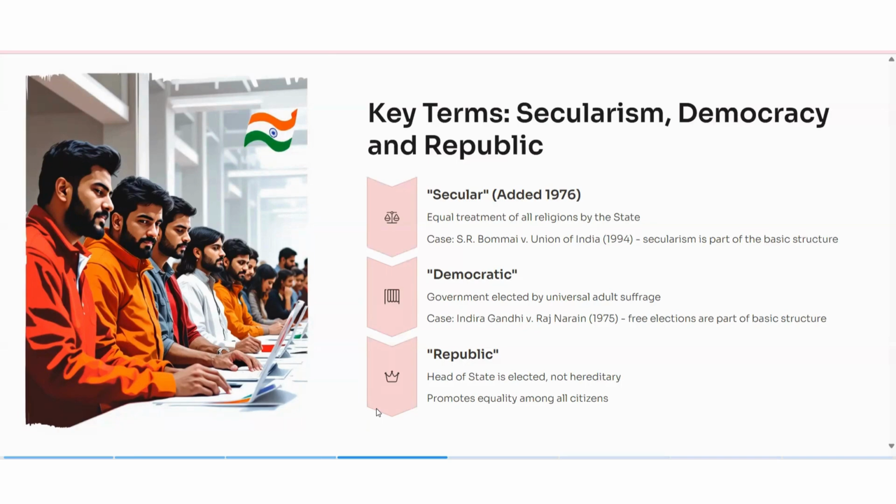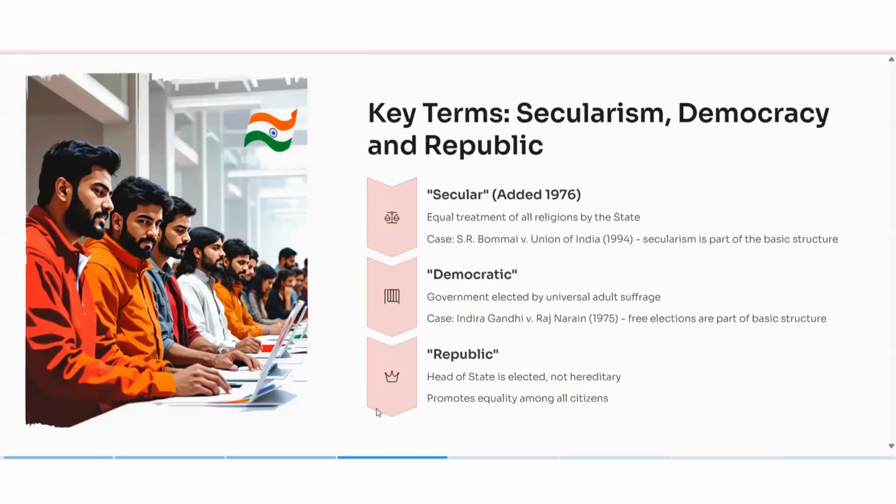It means a secular state does not own any religion and would not propagate any religion. As we know, India is a plural, diverse country where people following many religions are residing together. So we cannot say it's a Hindu state or a Muslim state or a Christian state. It's a secular state.